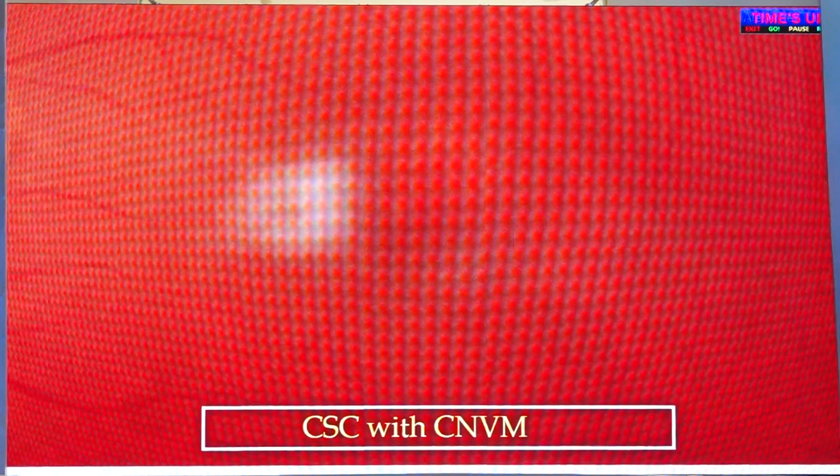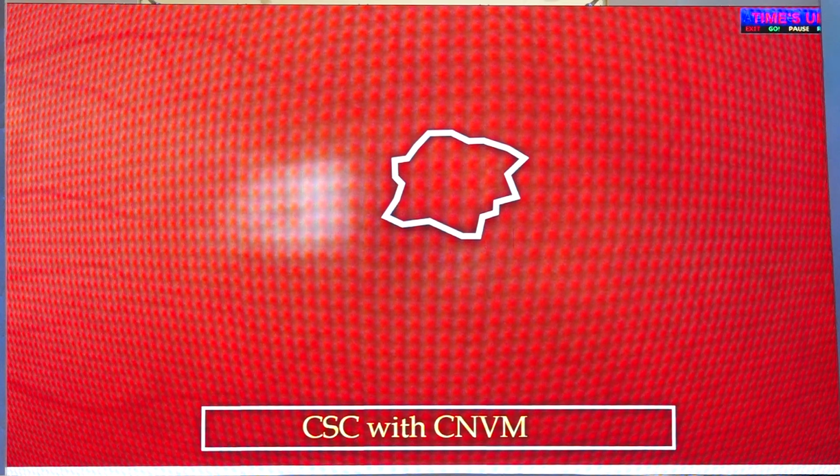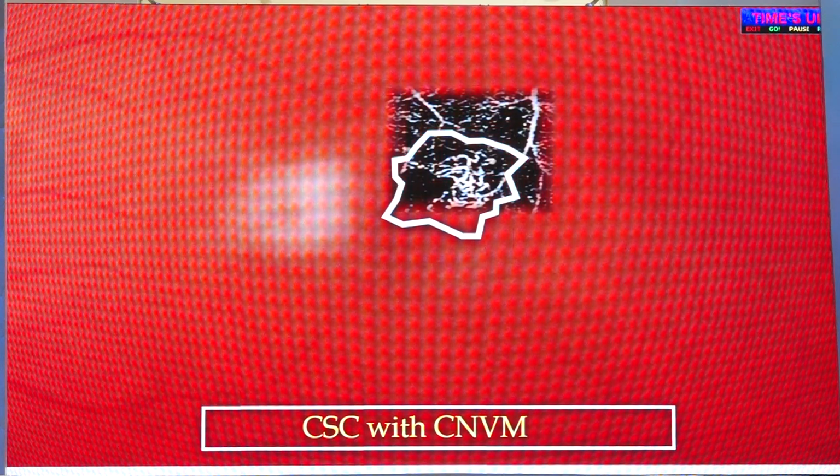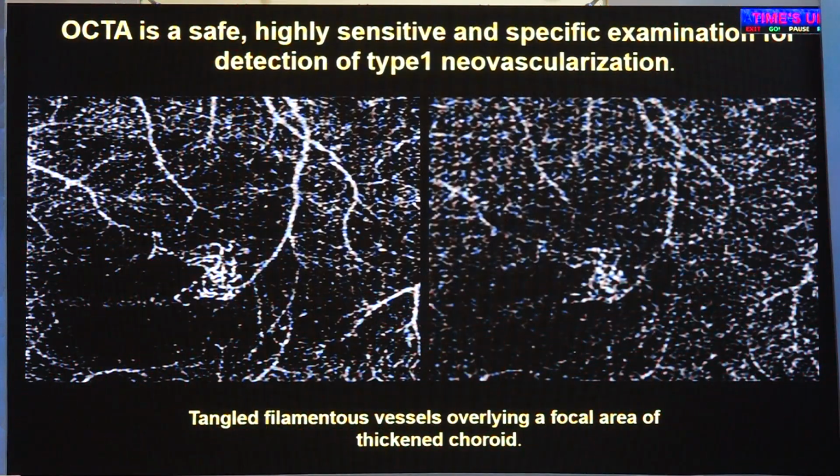So the diagnosis changes. You have a neovascularization corresponding to the FIPED or flat irregular PED, and that corresponds on the OCTA deep slab. So you are looking at a chronic CSC with a type 1 CNVM. So OCTA is a highly sensitive and specific examination, and it is non-invasive in picking up this type 1 neovascularization, and we get a diagnosis of CSC in the setting of a pachychoroid kind of situation.